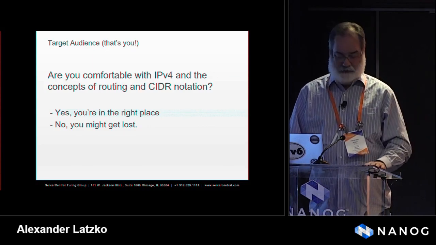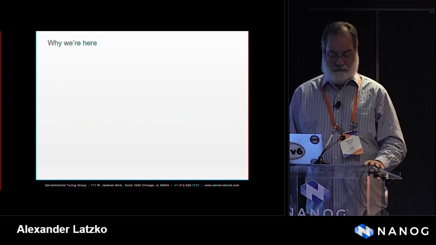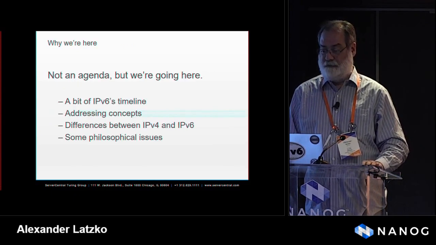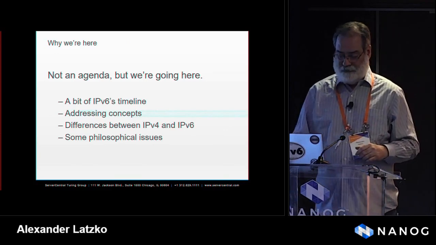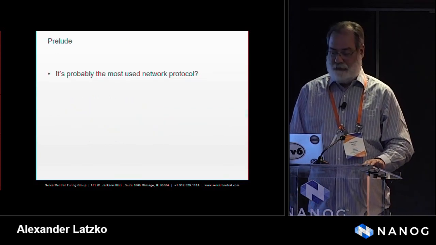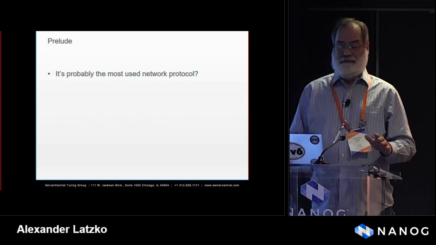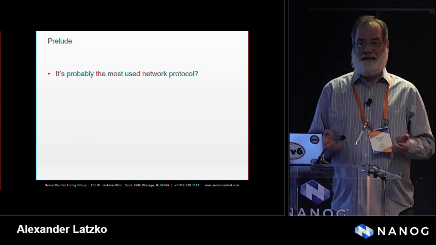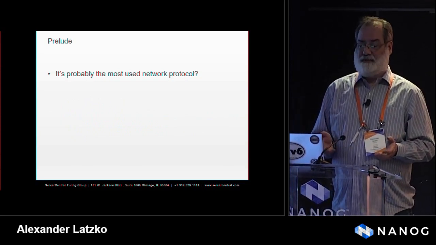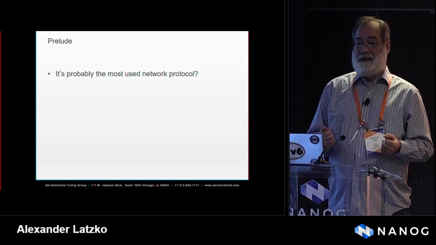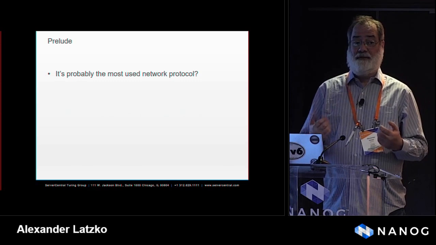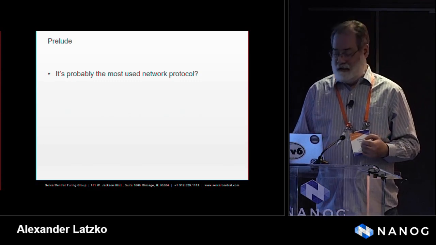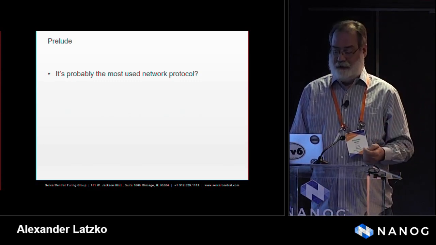Darn. Okay, so not really an agenda, but where we're going: a bit of the timeline, concepts, whatever. IPv4 historically is probably the most used protocol. It's actually impossible to measure how much IPv4 is out there simply because so much of it's hidden behind NAT, which is in and of itself an evil thing.